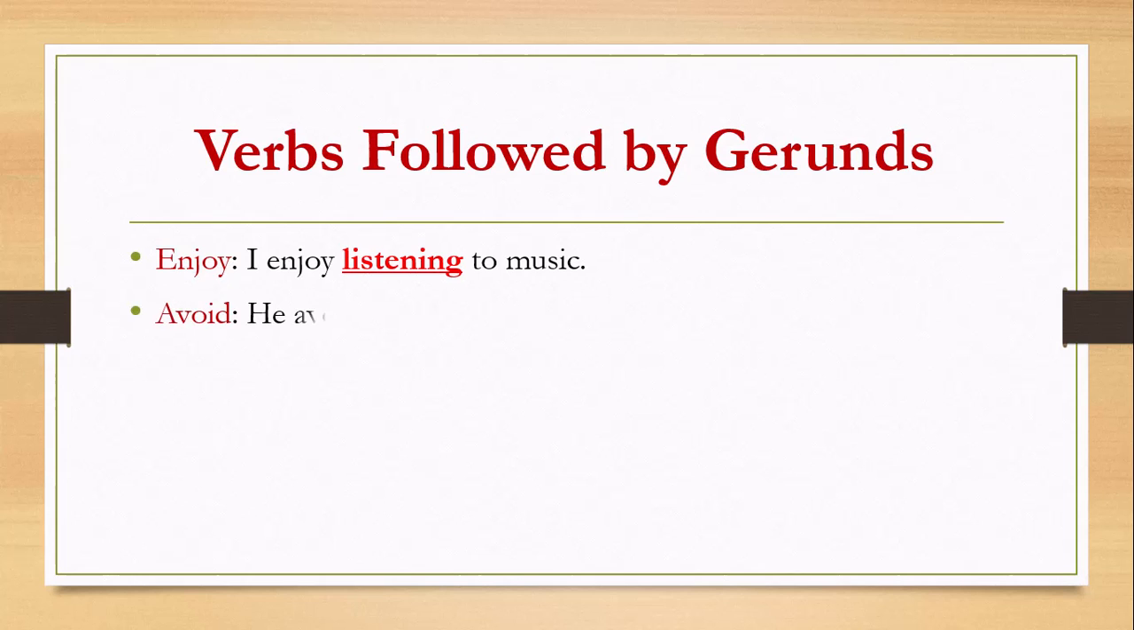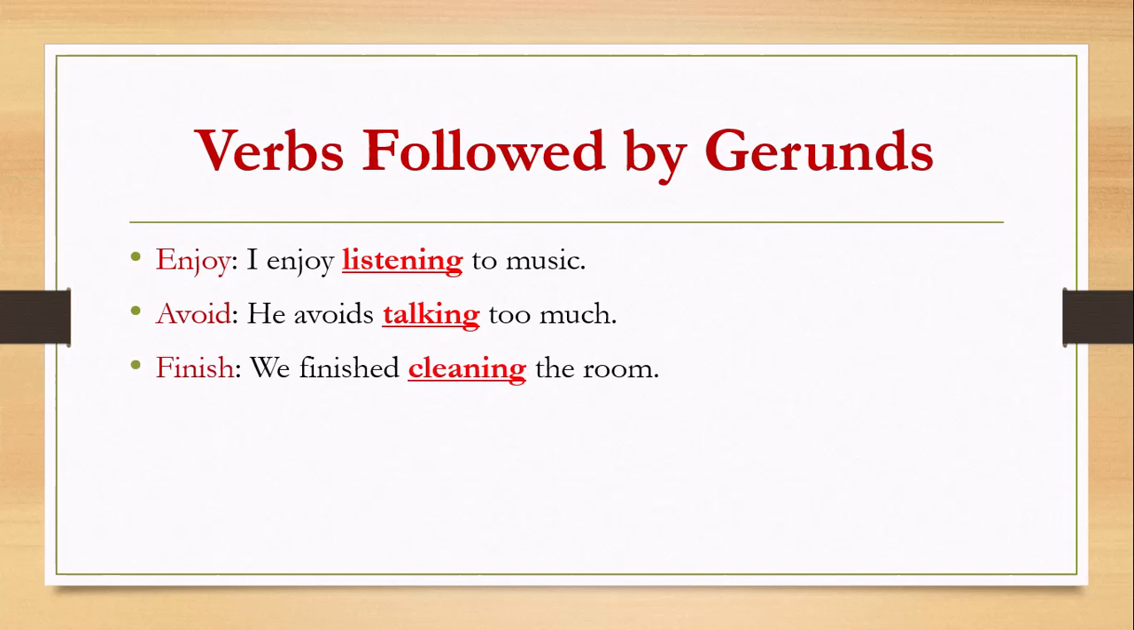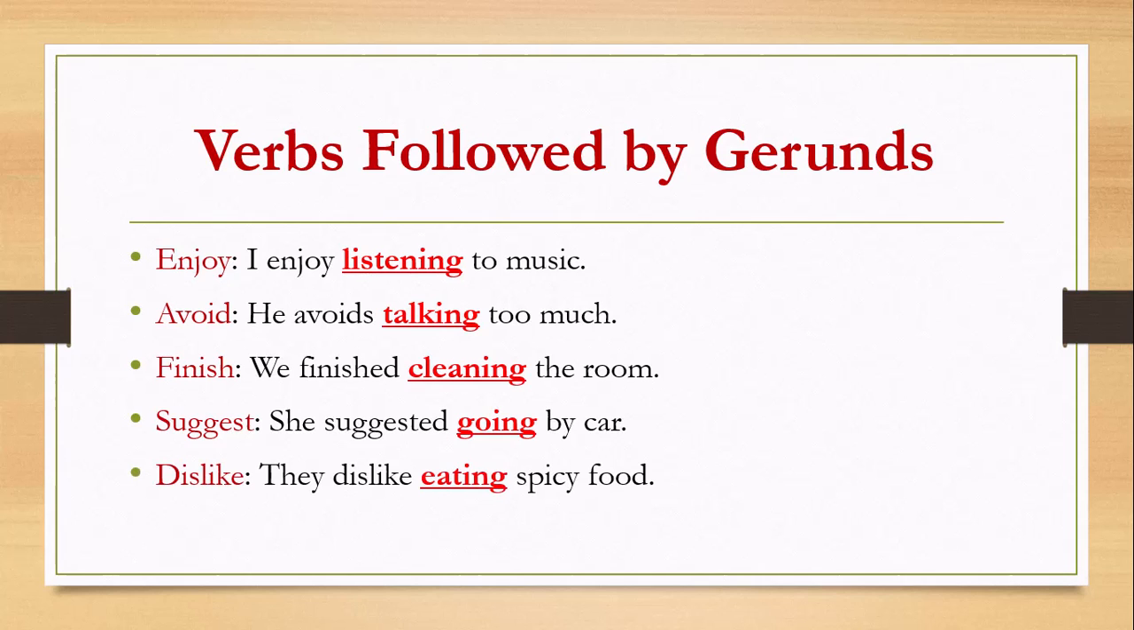Next verb, that is avoid: he avoids talking too much. Then finish: we finish cleaning the room. So here after finish, cleaning is gerund form we can see here. Then suggest: she suggested going by car. And one more, dislike: they dislike eating spicy food. So these are the gerund forms.